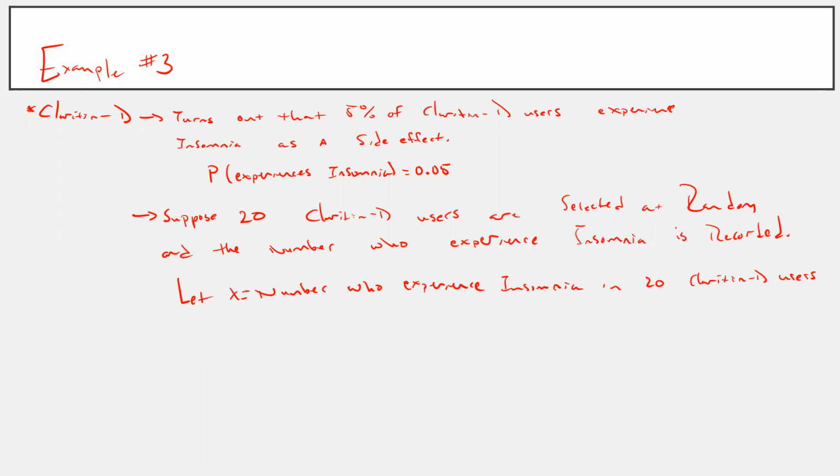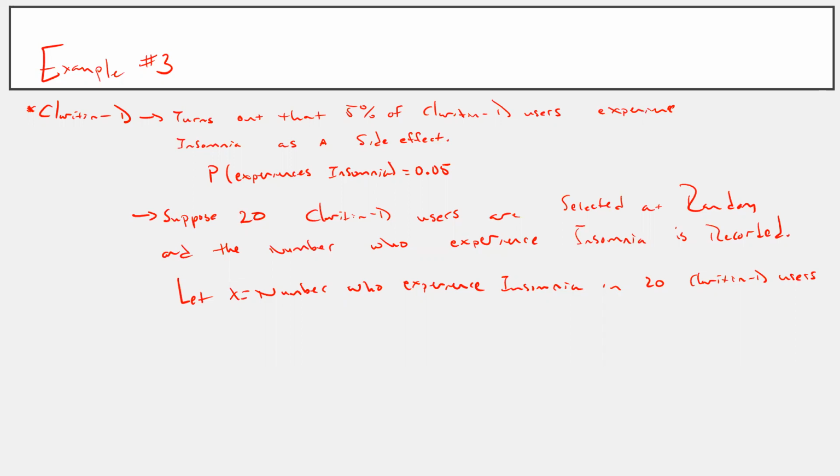Okay. So now here's the thing. While it's a discrete random variable because there's a finite number of outcomes, it's also a binomial random variable because it's performed a fixed number of times. We're talking to 20 people. There's only two things that could happen. You can experience insomnia or you do not experience insomnia. That's all we're interested in.